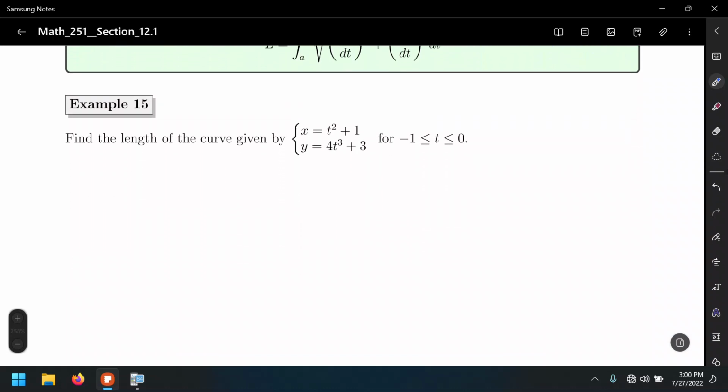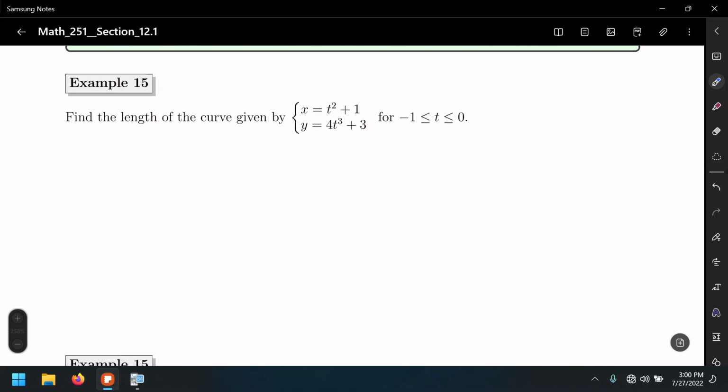So let's go ahead and do one example. And well, let's find the length of the curve given by x equals t squared plus 1 and y equals 4t cubed plus 3 over the interval -1 to 0. And these exercises are going to be worded in a very straightforward way. You will be given an x equation, you will be given a y equation, and you will be given an interval over which to integrate.